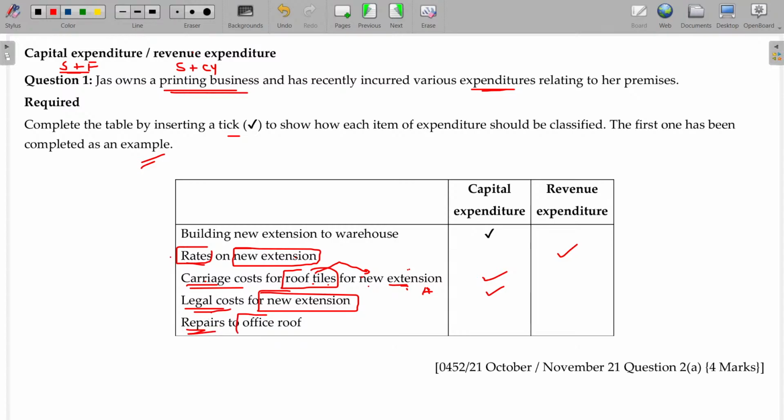Repairs to office roof. The office roof you already have. Now and then you need to spend money for repairing it. So the amount you spend for repairing is nothing but maintaining the asset. Any expenses paid for maintaining will be revenue expenditure. So you can score 4 marks for the 4 questions. Very simple illustration.